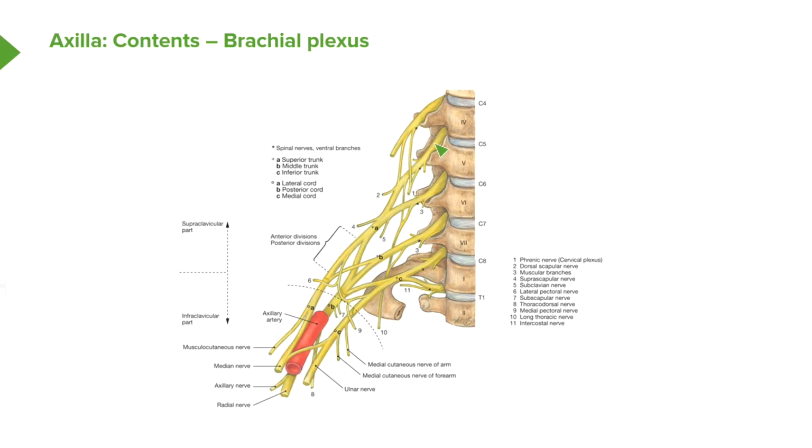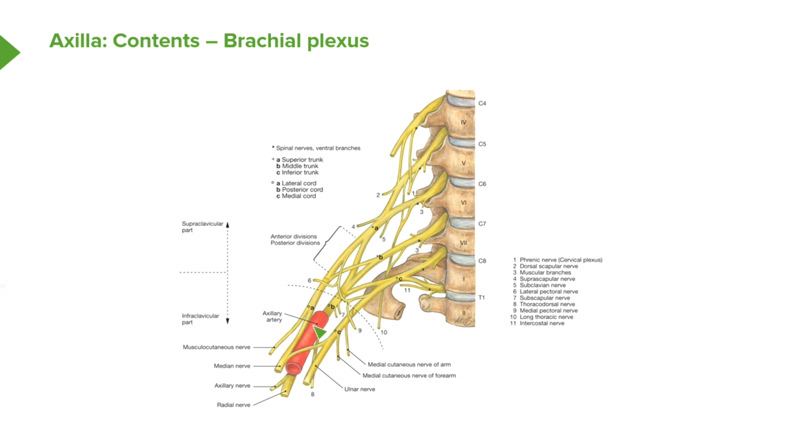We can now see we've gone from 5 roots, 1, 2, 3, 4, 5, down to 3 trunks, superior, middle, inferior. Each one of those trunks gave rise to 2 divisions, an anterior and a posterior. And now, where the anterior divisions here have formed, they have formed this one. That is going to be known as your lateral chord. Here, the direct continuation of the posterior divisions is known as your posterior cord, and here the continuation of the anterior division from the inferior trunk is known as the medial cord.